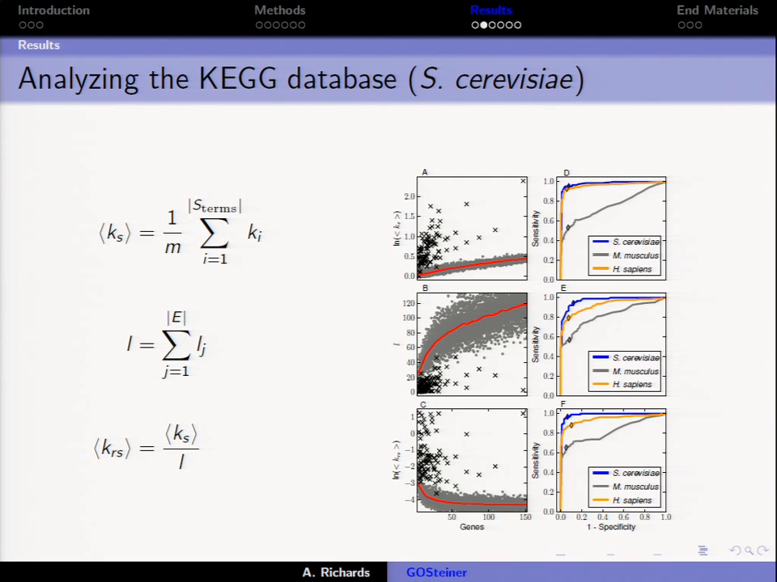There are 3 different species, and yeast certainly does well, which is blue. And then the other two organisms do fairly well, but they don't perform quite as well as yeast.